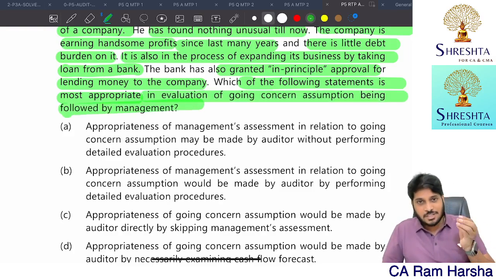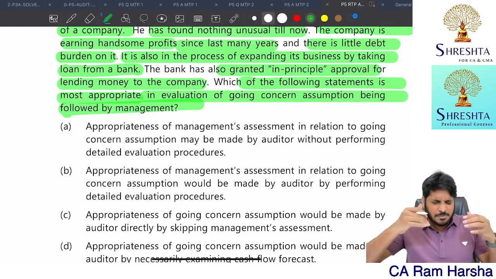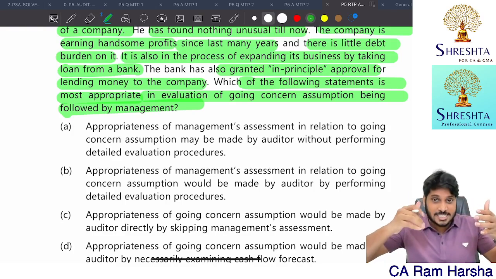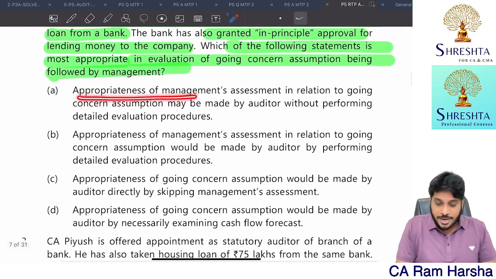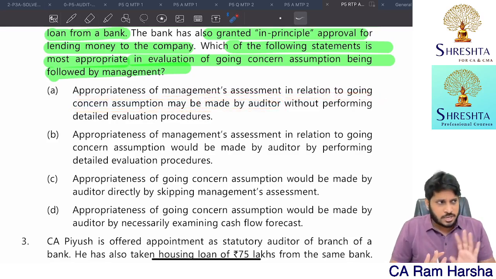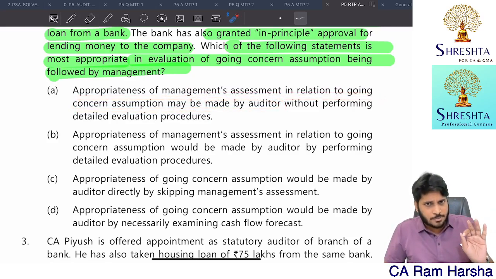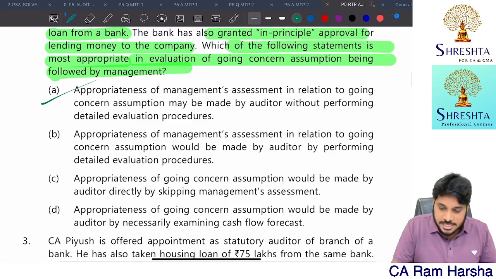The company has everything proper. You just have to check whether management is doing going concern assessment or not. You need not do in-depth evaluation at all, because you did not find any symptoms, any events or conditions that cast a significant doubt on the entity's ability to continue as a going concern. Appropriateness of management's assessment in relation to going concern may be made by the auditor. Auditor has to check whether management is making going concern assessment which is appropriate or not. That alone you will check. Without performing detailed evaluation, the answer is yes right away.